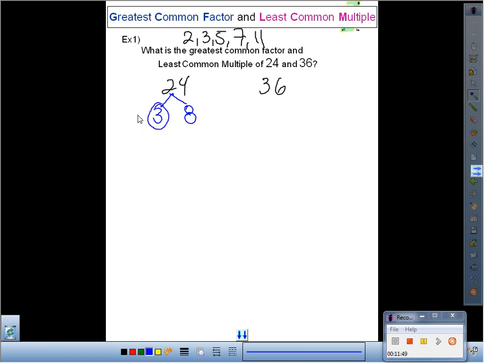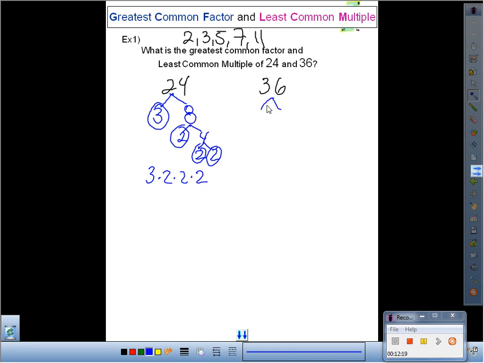1 and 3. So this one stopped here, but this one can keep going. What number of these divides evenly? 2 times 4, and the 4, 2 times 2. So my factors are 3 times 2 times 2 times 2. Why did I write multiplication? Because if I multiply them, I should come up with the same number I started. 3 times 2 is 6, times 2 is 12, times 2 is 24.